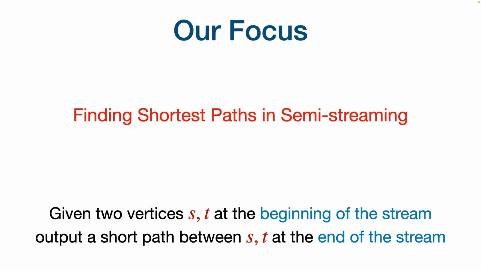Also in this problem, given that you want to output the path itself, you need n space, to store it at the end. You can actually just ask for distance, and that is still hard, but we will see. I'm asking for the path at the end of the stream. Even for distance, you can't do it. We'll talk about it.